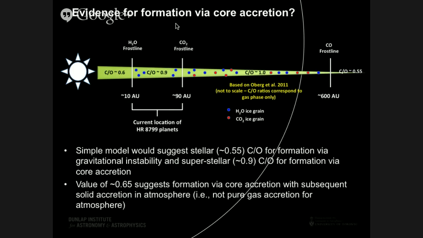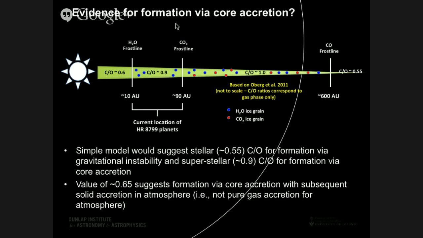A very simple model would suggest that if you had the same value as the star, this 0.55 value, that would be what we would get if it formed via gravitational instability, because everything in the disk would just collapse all together and it would all be mixed. So you wouldn't see this distinction. But you would get superstellar if you form via core accretion, because your solids are going into your core, and then your atmosphere consists of what's left in the gas, which has this larger C to O ratio.